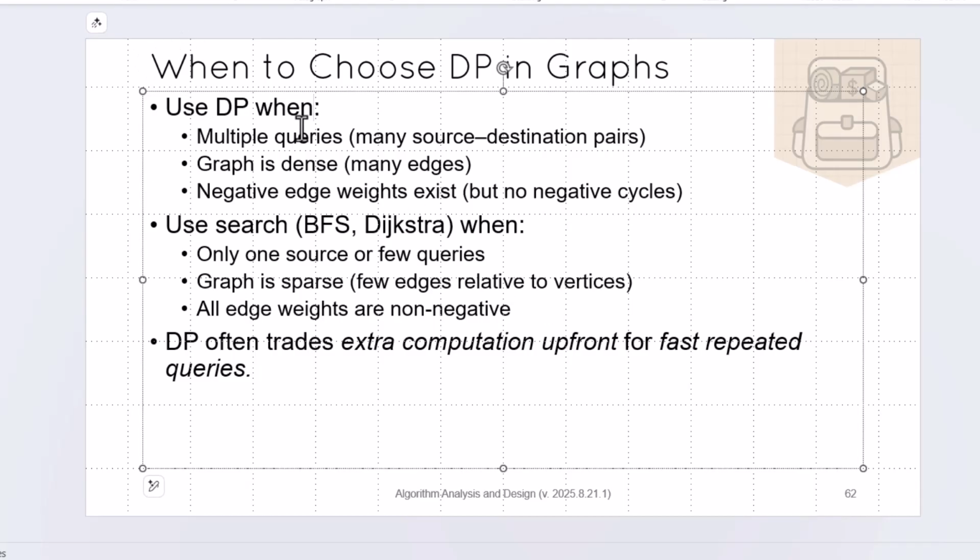Okay, so when do we use dynamic programming? When we have multiple queries, many source-destination pairs, the graph is dense, which means it has many edges. Negative edge weight exists, but no negative cycles. We would use search, like breadth first search and Dijkstra's algorithm, when only one source or few queries exist, the graph is sparse, few edges relative to the vertices, or all edge weights are non-negative. Dynamic programming often trades extra computation up front for fast, repeated queries.